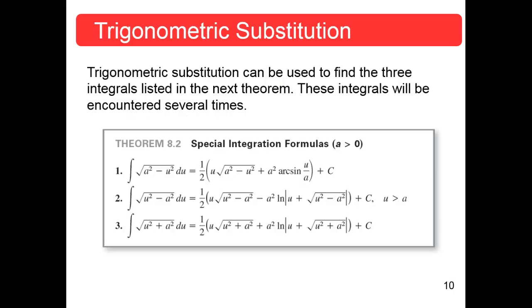All right. Trigonometric substitutions can be used to find the 3 integrals listed in the next theorem. These are the ones we've been dealing with. And these integrals will be encountered several times. That's a promise or a threat. Okay. Now, most of the time these showed up in denominators or mixed up otherwise. They can be in the numerator. Okay?